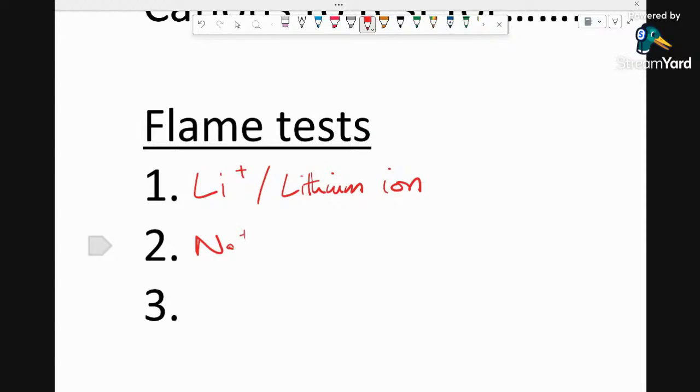We're then going to go to sodium. Na+, otherwise known as a sodium ion. Please remember to include the word ion. And K+. This is the potassium ion.